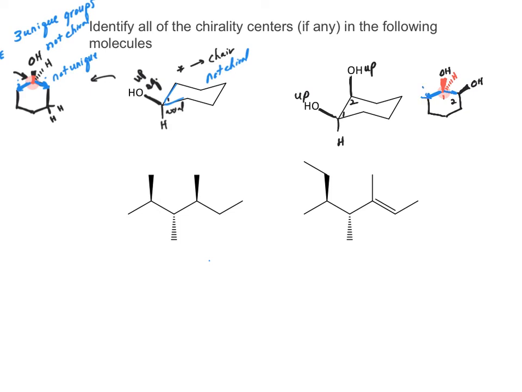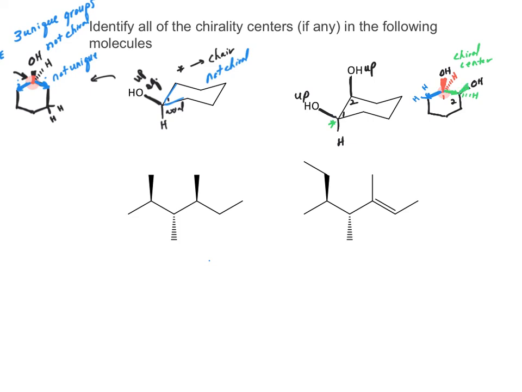Over here, the first thing we encounter is a hydrogen and a hydrogen, whereas when we go this way, the first thing we encounter is an OH and a hydrogen, right? So these are two unique paths. Because of that, these are two unique groups. So yes, this one is a chiral center.